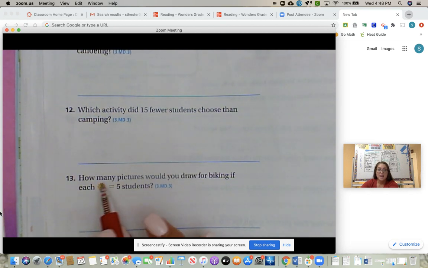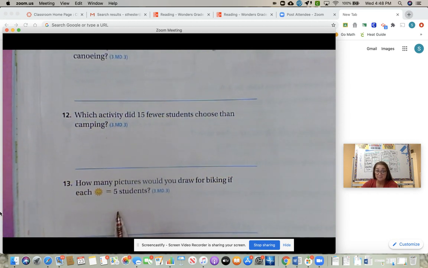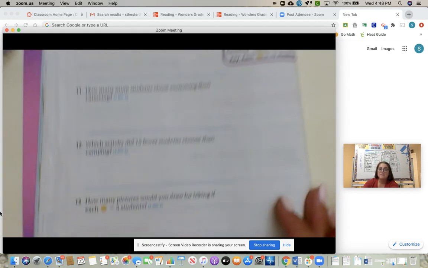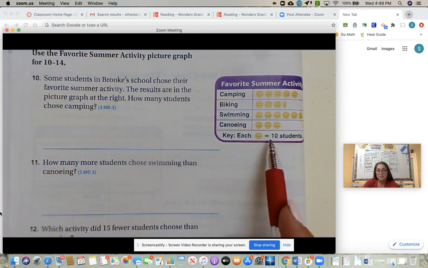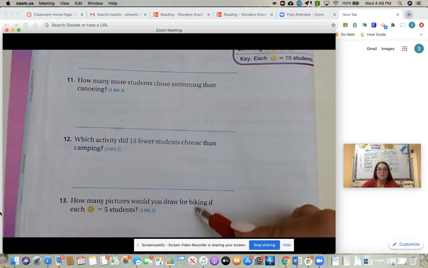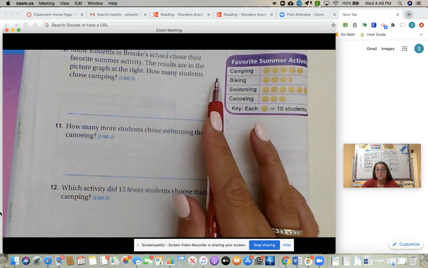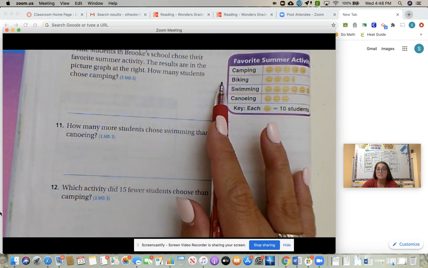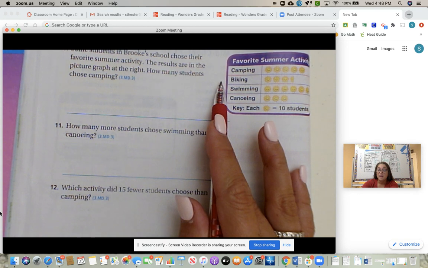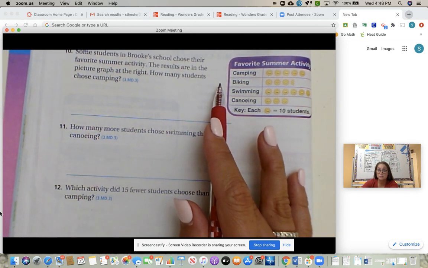Number 13. How many pictures would you draw for biking if each sun is 5 students? This is like the one that we just did. So instead of our sun being 10 students, pretend our sun is 5 students. So you need to go up to biking. You should have a number of how many students biked. Skip count by 5s. And now with your sun representing 5 students, how many suns would you need to draw in biking?